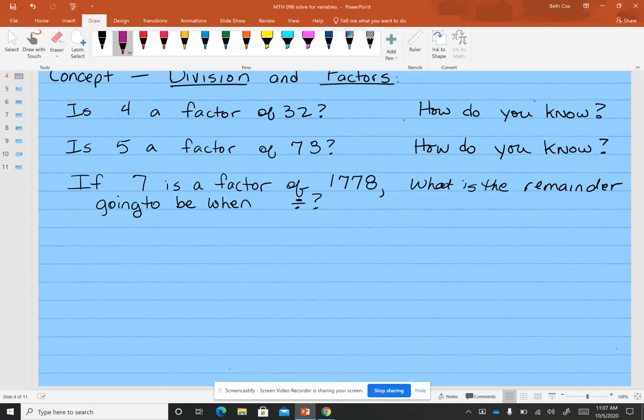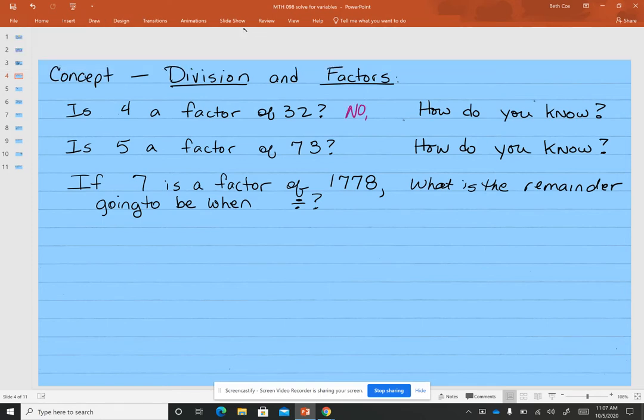Is 4 a factor of 32? Yes. How do you know? Because the remainder is 0. Is 5 a factor of 73? No, because the remainder is not 0. It's actually 3.